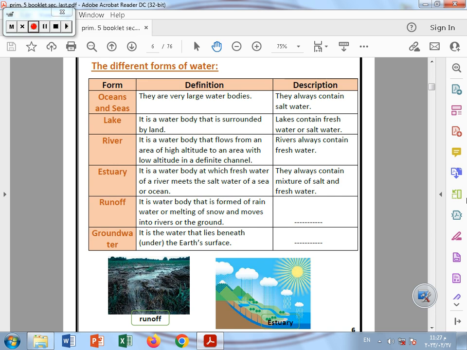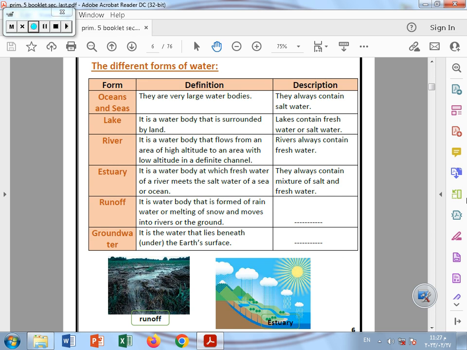Number 3, the river. The river is a water body, or a place that contains water, and it flows from a high place to a low place, like a mountain. And we know that rivers contain only fresh water.